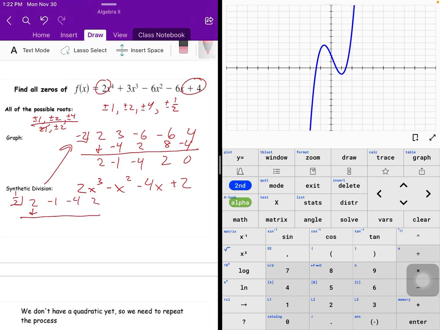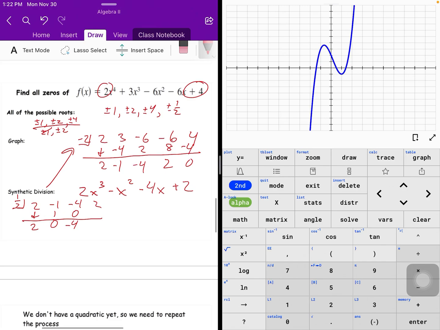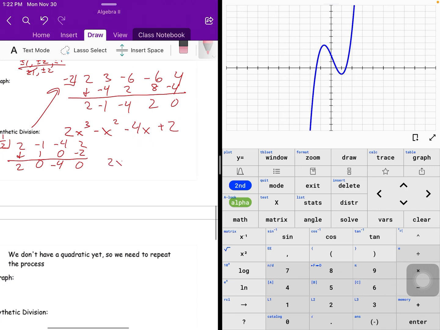Sorry for the lack of room here. I'm kind of writing a small thing. So here's 2. Half of 2 is 1. Add them together, get 0. 0, -4. Half of -4 is -2. Add them together, get 0. And that leaves me with 2x squared. There's no x, minus 4, and equal to 0.